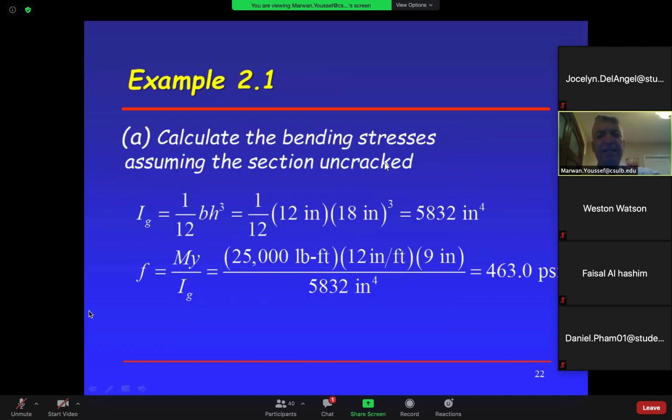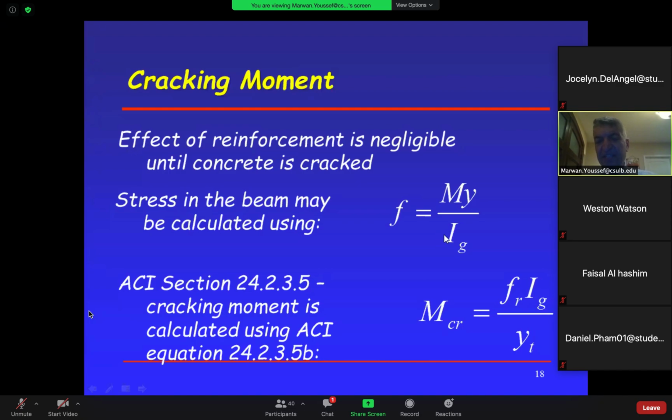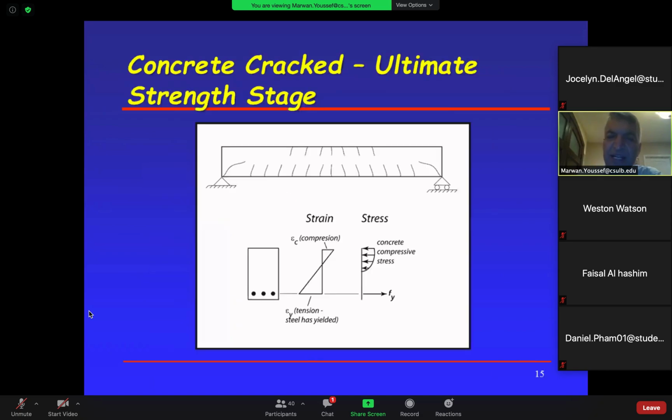So calculate the bending stresses assuming the section is uncracked. Why do we do that? Because look at the formula again. I say Ig, gross. That means the gross moment of inertia of the gross section. This is the case when the beam is uncracked. When the beam cracks, look what happens. Do you think the moment of inertia for this section with these cracks is the same as in the area where the beam is not cracked? No, it's not. It's much less.